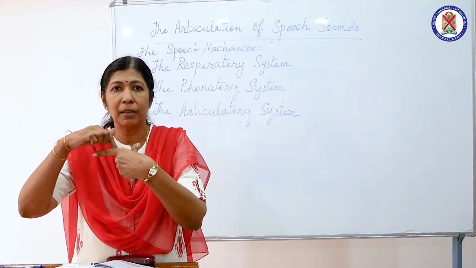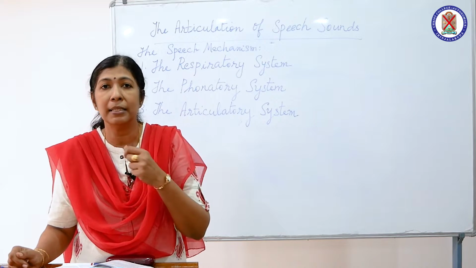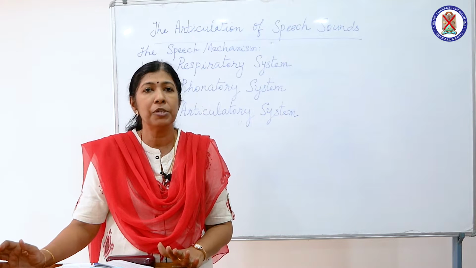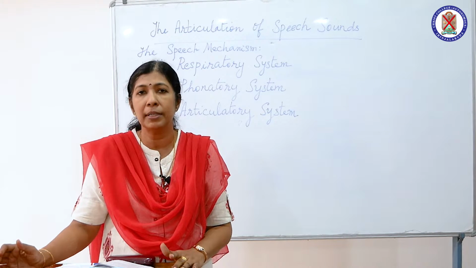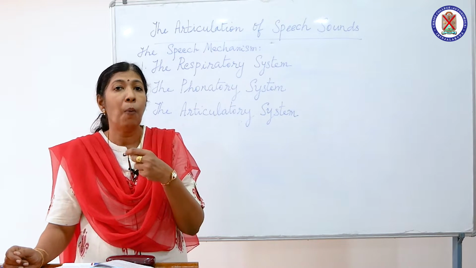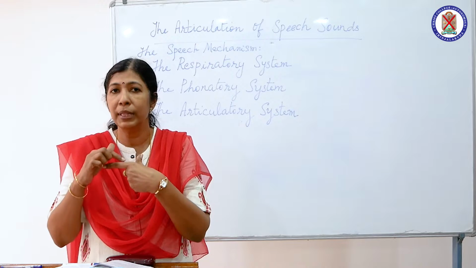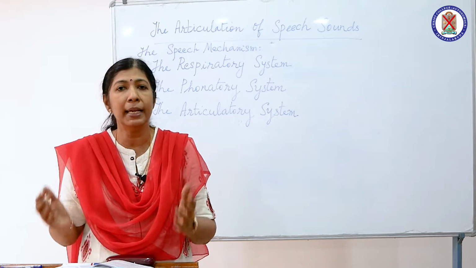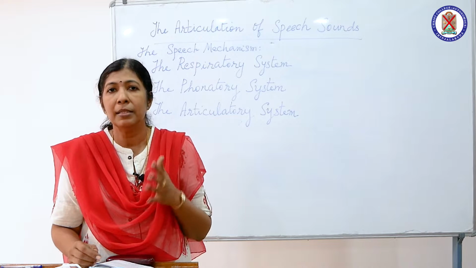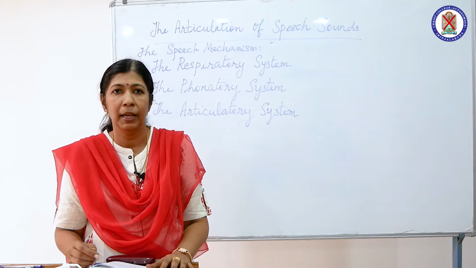Now the space within the vocal cords is referred to as the glottis. Now there are three positions that the vocal cords can take. When the vocal cords are wide apart, the glottis, the space within the vocal cords, is wide open. When we breathe, this is the position of the glottis and the vocal cords.